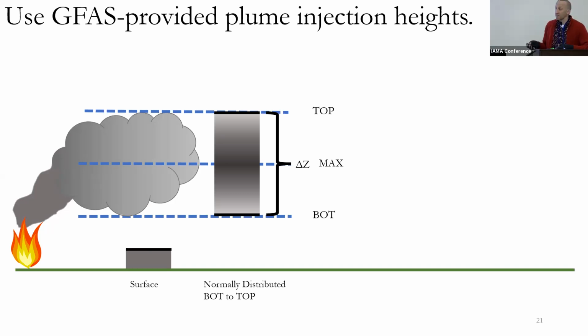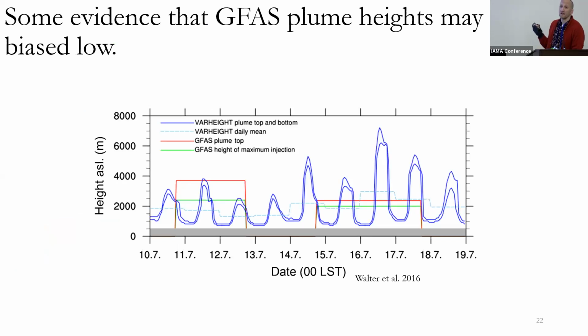However, there's been some evidence that the GFAS plume injection heights are too low, at least for some big plumes. This is a case study by Walter, where the GFAS mean height of maximum injection is this green line, and the plume top is the red line. Notice that here it's 2-day averages, although GFAS actually gives 1-day averages, whereas Walter ran plume injection height more finely throughout the day.